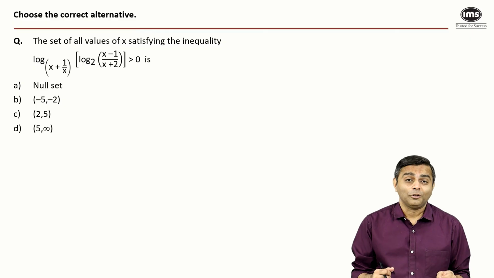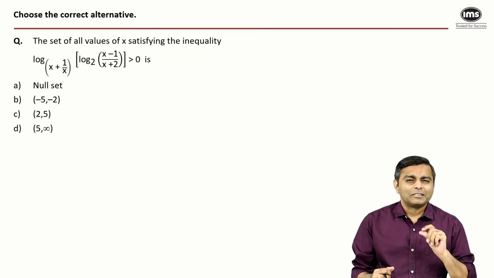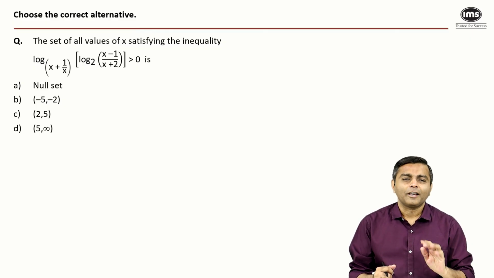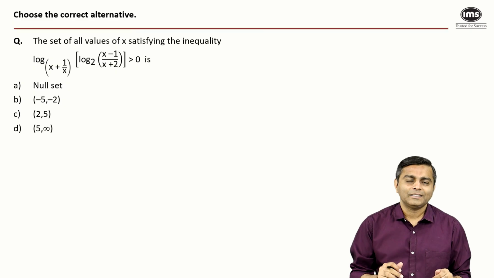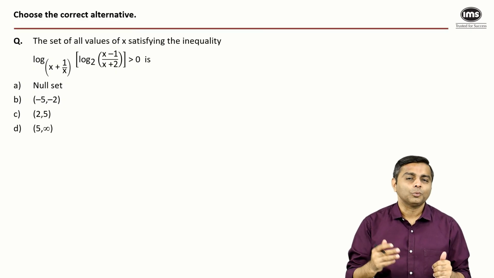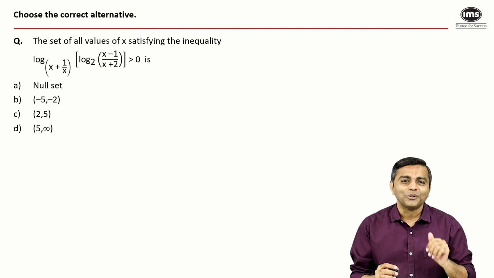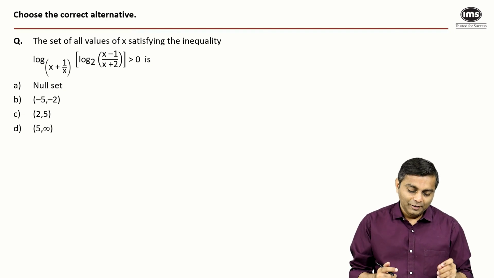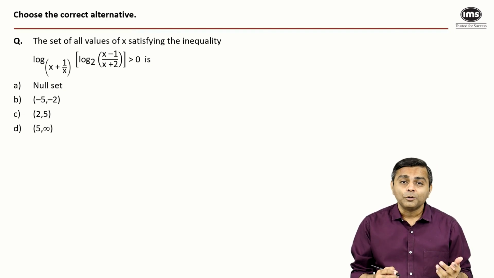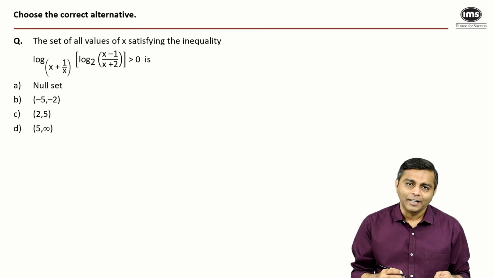Now, next question is on logarithms. Slightly difficult, I would say. So, I would put between B and C, maybe more towards B than towards C. Actually, very basic properties are going to be used, but obviously you need to know those properties. So, yes, we need to find the set of all values of x which satisfy this particular inequality.